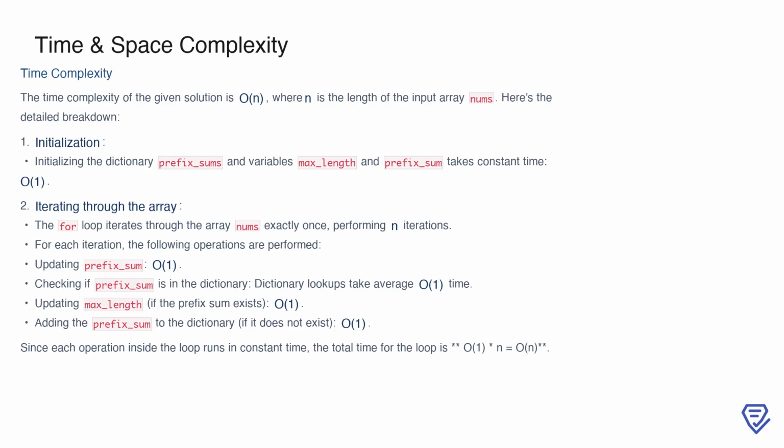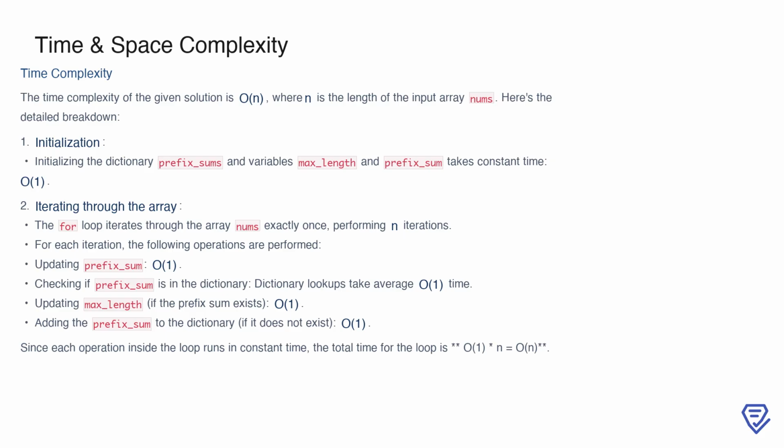First, we initialize a dictionary called prefix_sums, along with two variables, max_length and prefix_sum. These initialization steps involve only constant time operations, so they contribute O(1) to the overall complexity. Next, we iterate through the array nums using a for loop. This loop runs exactly n times, once for each element in the array.